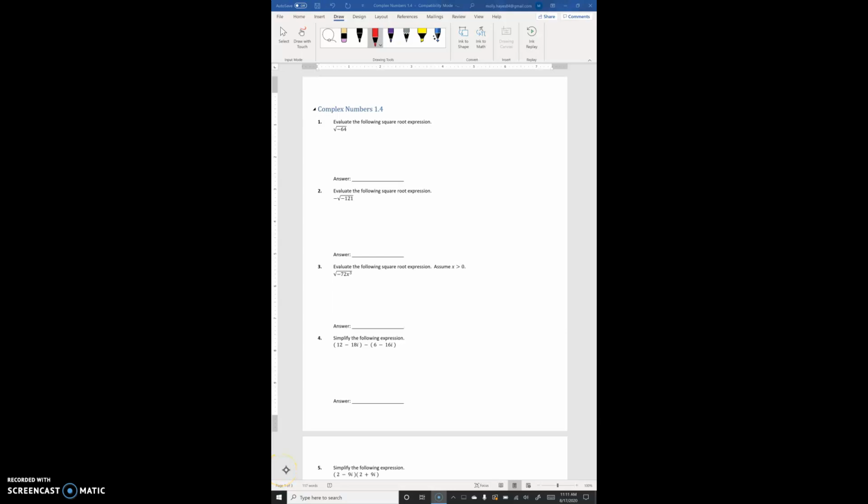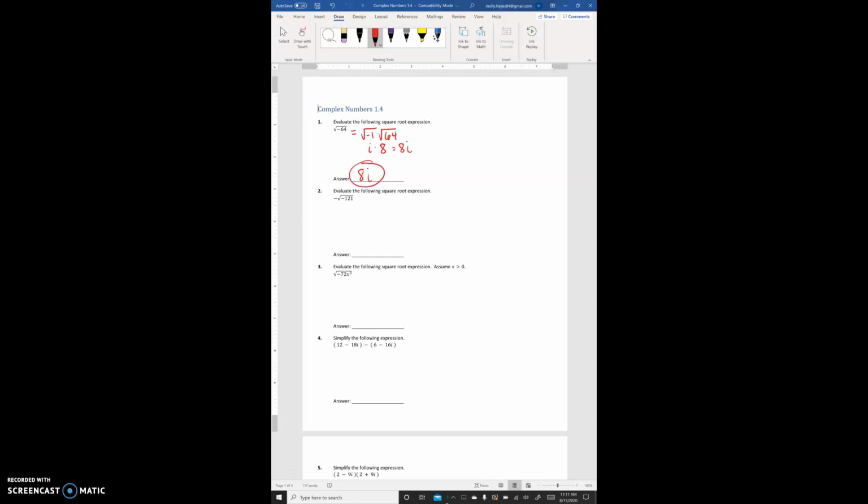So right now we're going to work on complex numbers, section 1.4, different things with imaginary numbers. So number 1, evaluate the following square root expression. So we can kind of think of this as the square root of -1 times the square root of 64. Okay, the square root of -1 is i, the square root of 64 is 8. So i8, this is, of course, multiplication. We would really write this as 8i. So our answer for the first one is 8i.